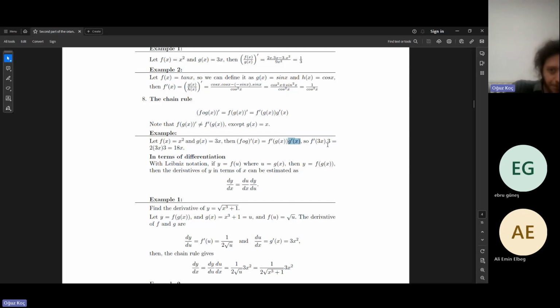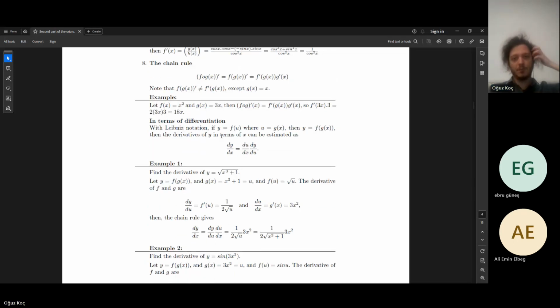When we calculate the derivative of f, as you can see here, it's clearly 2 times x. When we put the 3x into the derivative of f here, we get 2 times 3x times 3, which is equal to 18 times x here.